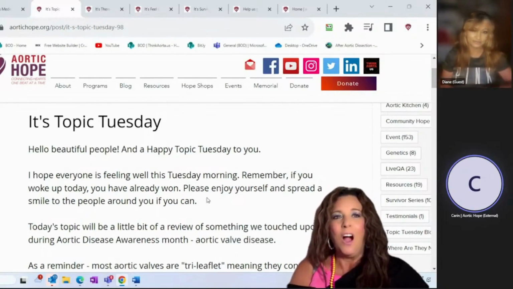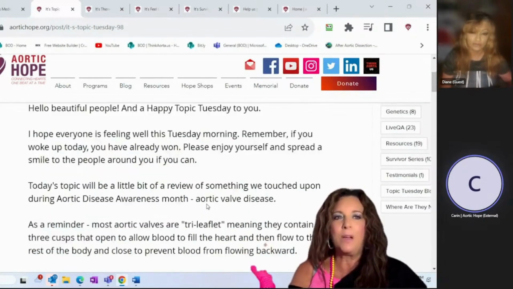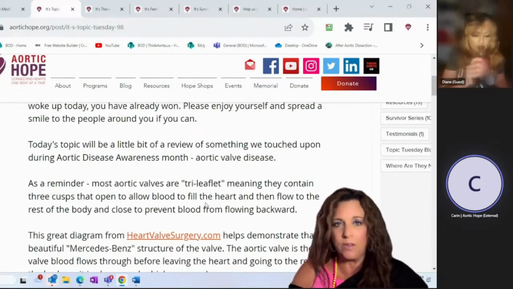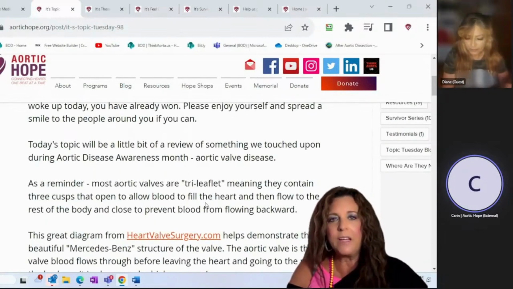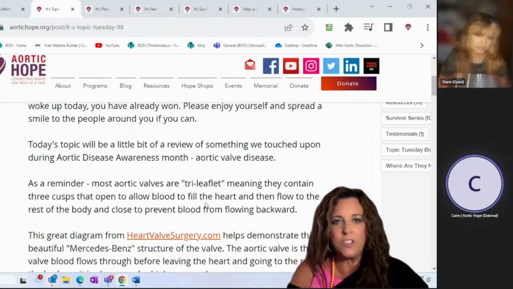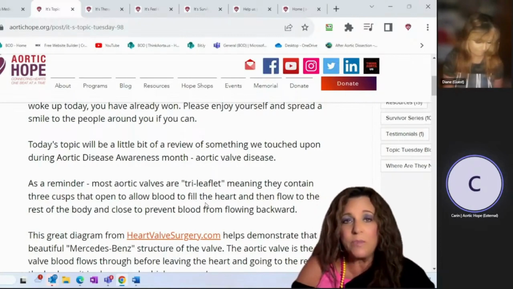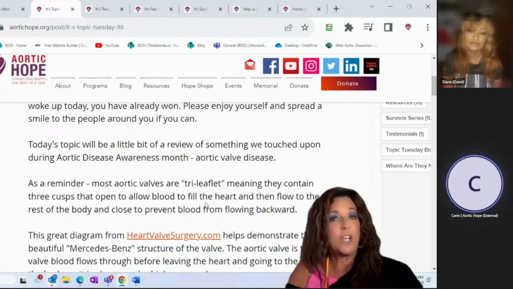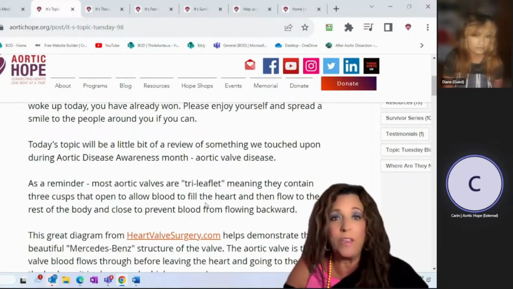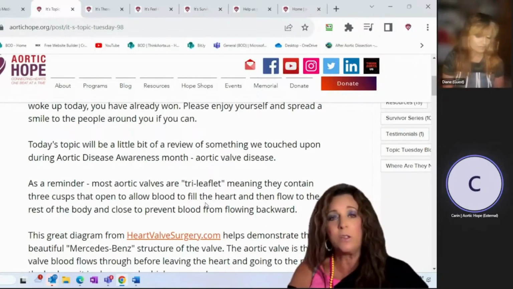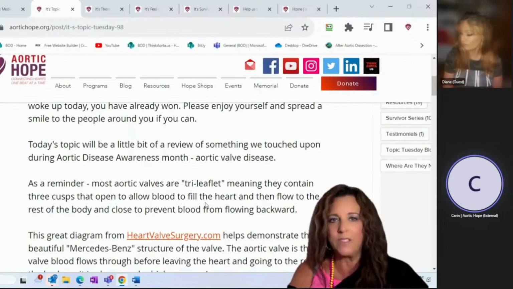Anyway, let's talk about something that we've touched upon already before for Topic Tuesday, and that is aortic valve disease. One of the things that makes us different from other organizations is we don't just focus on thoracic aortic disease or strictly abdominal aortic disease or just aortic valve disease. We've got the whole thing. We start at the valve, and we focus on everything all the way down. So for this particular Tuesday, let's talk about aortic valve disease.